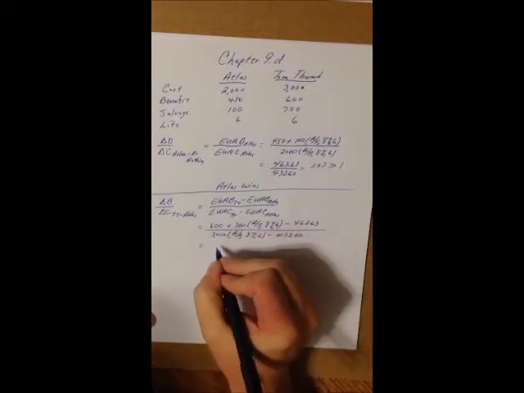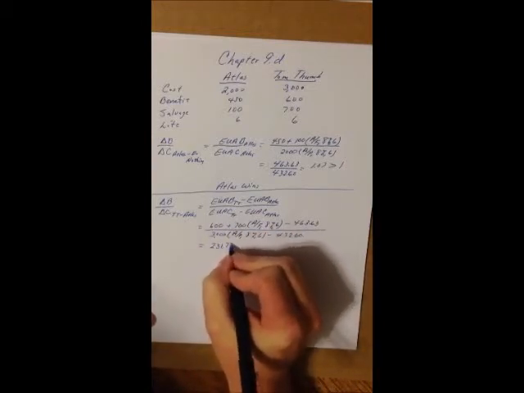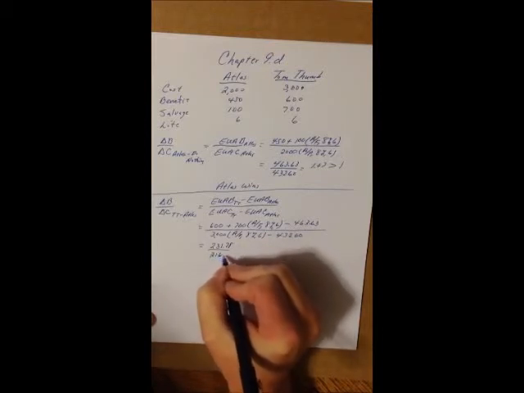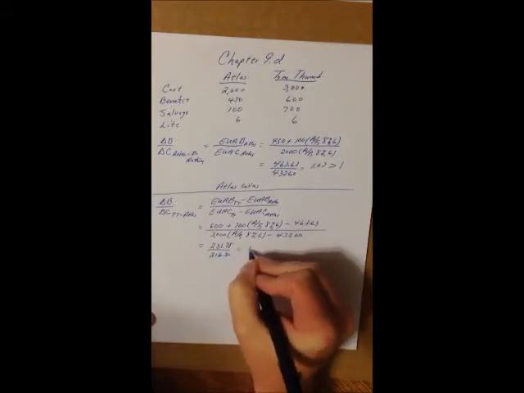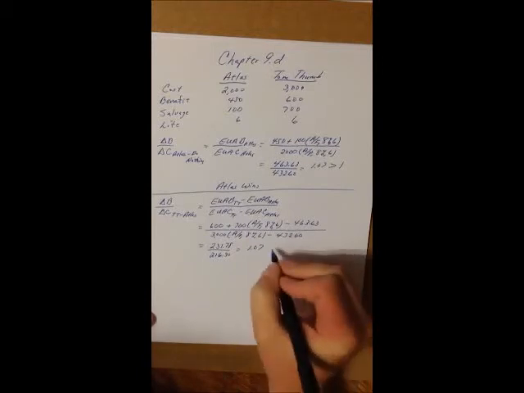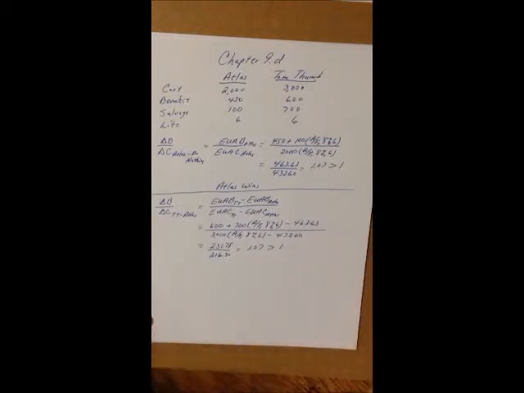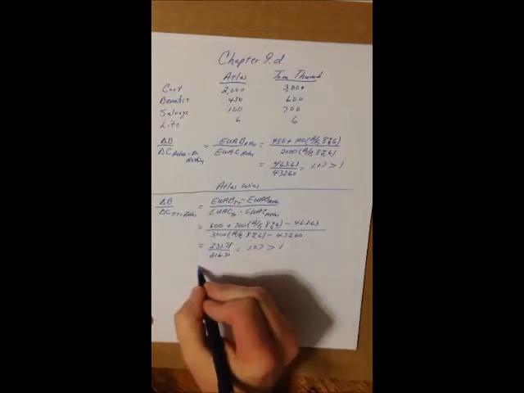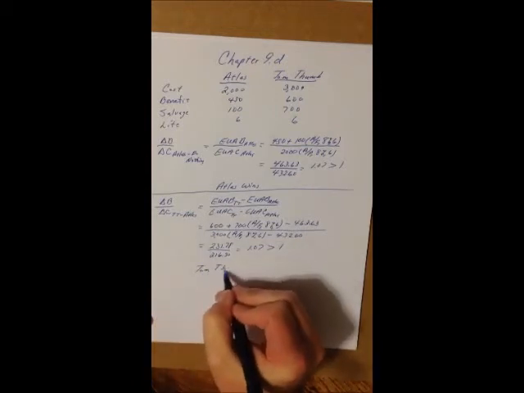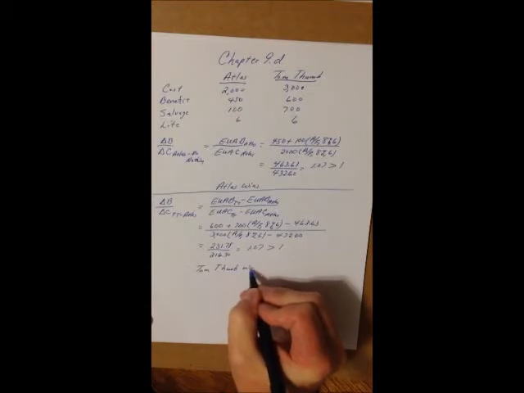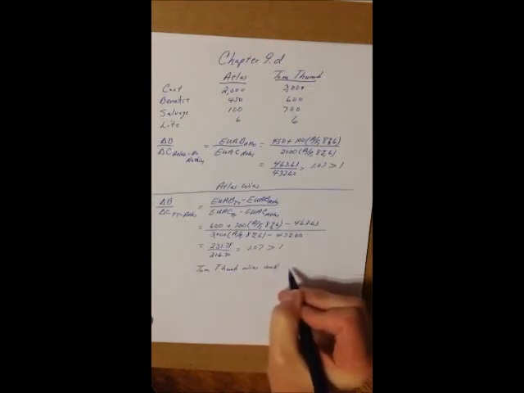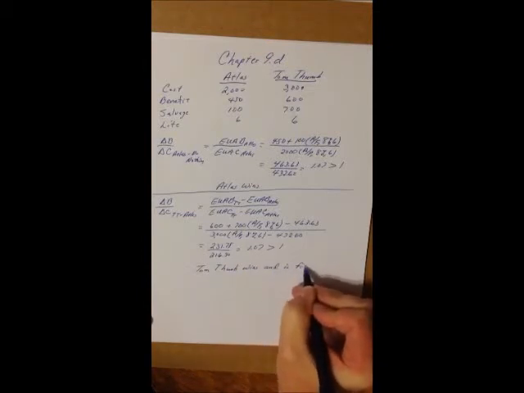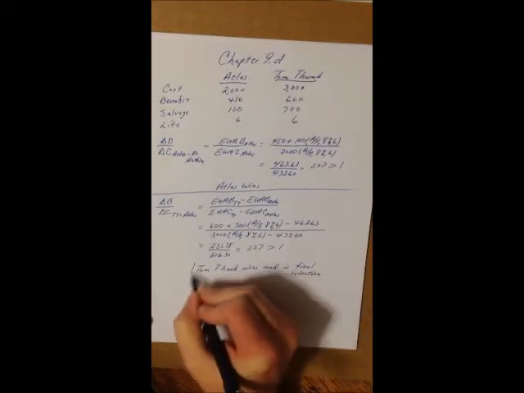And what we come up with is $231.78 over $261.30, which gives us a ratio of 1.07, which is greater than 1, which means that our defender, in this case the Tom Thumb, wins and is the final selection.